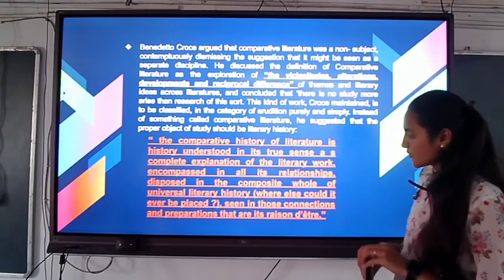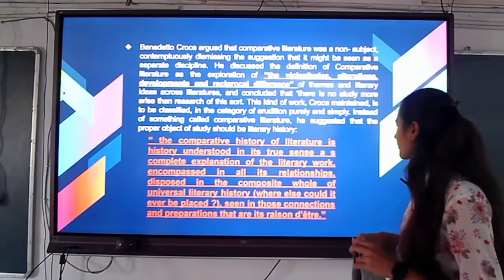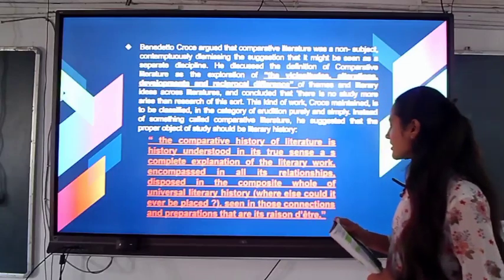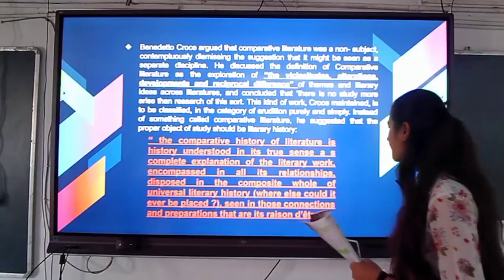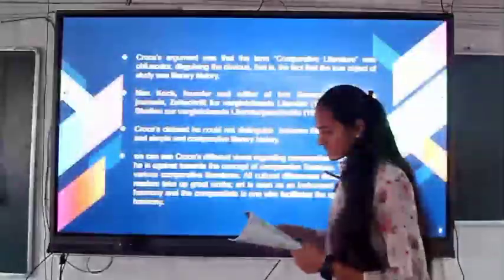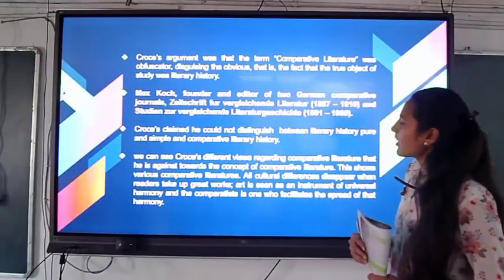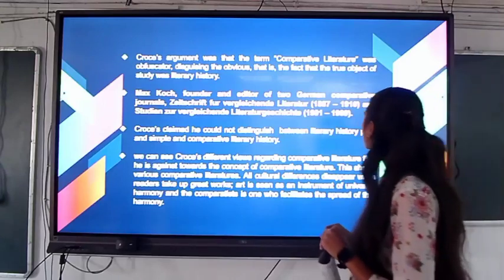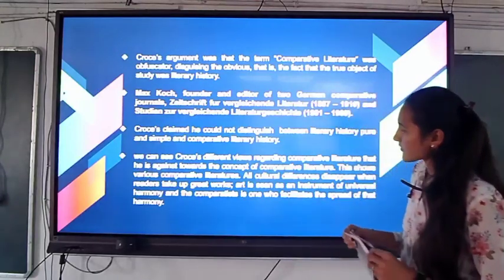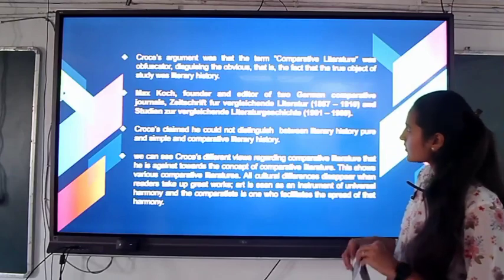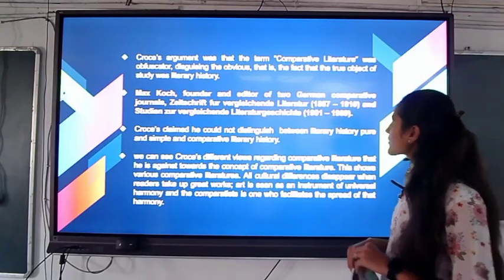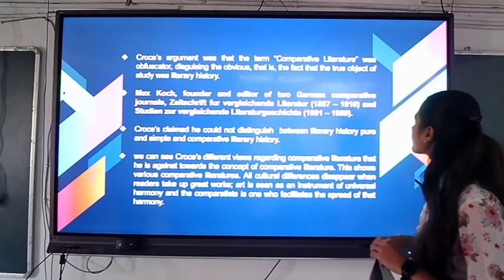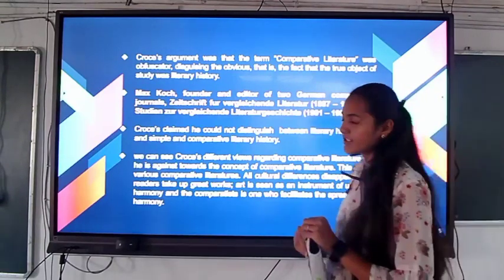Where else could there ever be a place in the connection, a reason d'etre? And another argument was that the term comparative literature was distinguished, and the fact is that the true object of his study was literary history.